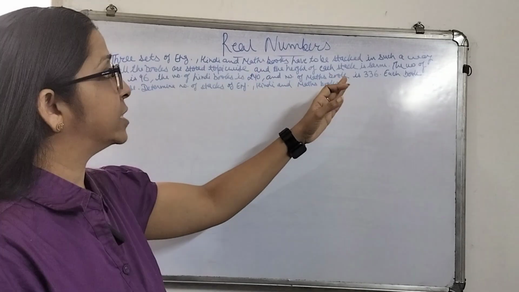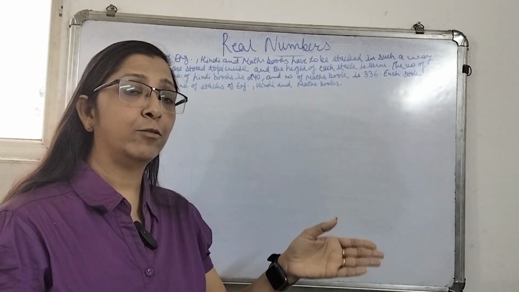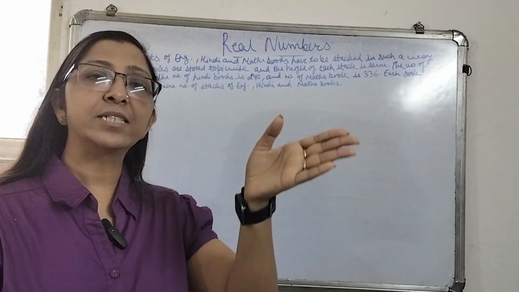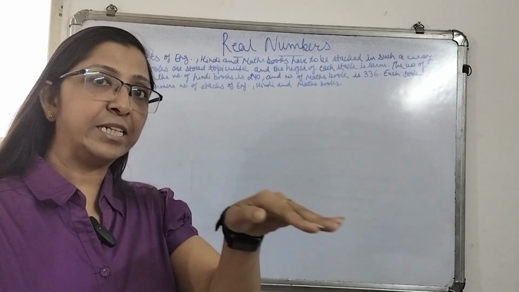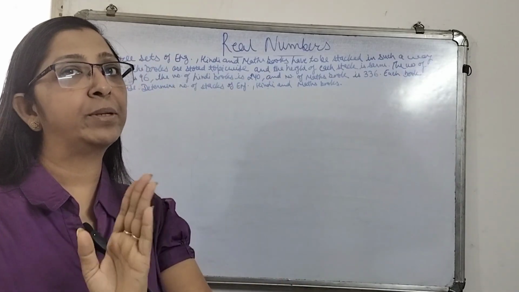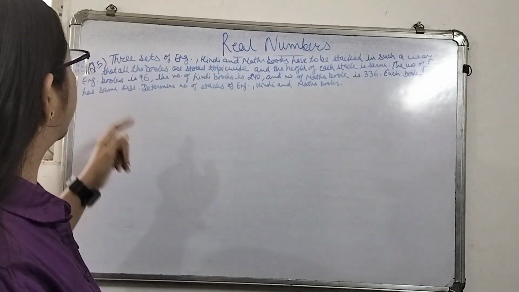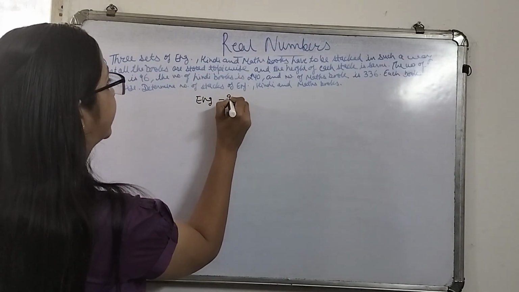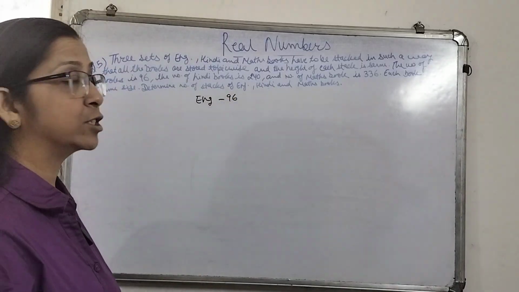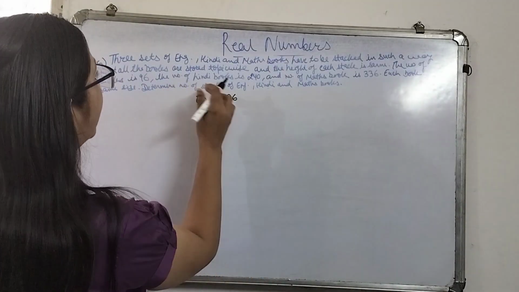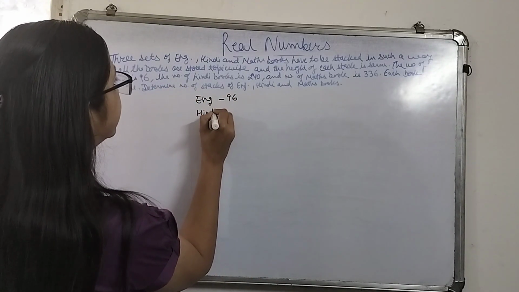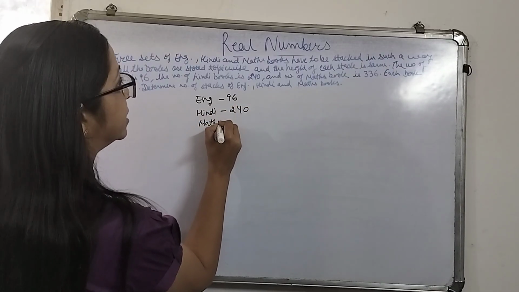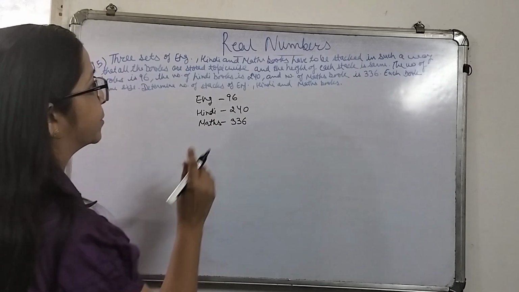And the height of each stack is the same. That means whatever number of books is in one stack, the second stack will have the same number of books. In every stack, the number of books will be the same. The total number of English books is 96. We have to arrange 96 books in different stacks. The total number of Hindi books is 240, and the total number of Maths books is 336.